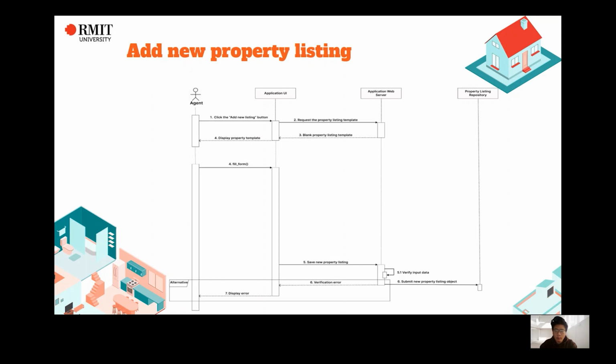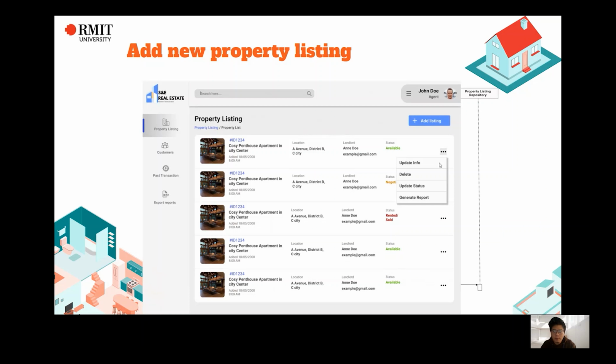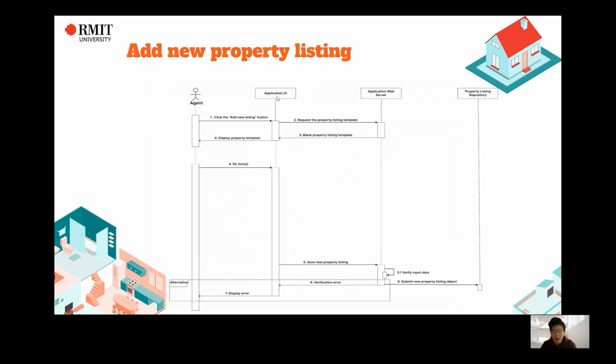Hello, adding a new property listing is one of our important use cases. When the agent wants to add a new listing, they have to click the add new listing button on the top right corner of our web application. After that, the application UI will send a request to our application server to respond with a property listing template and display it for our agents.